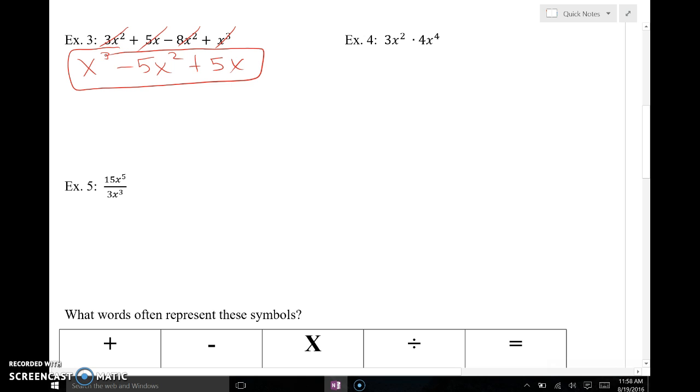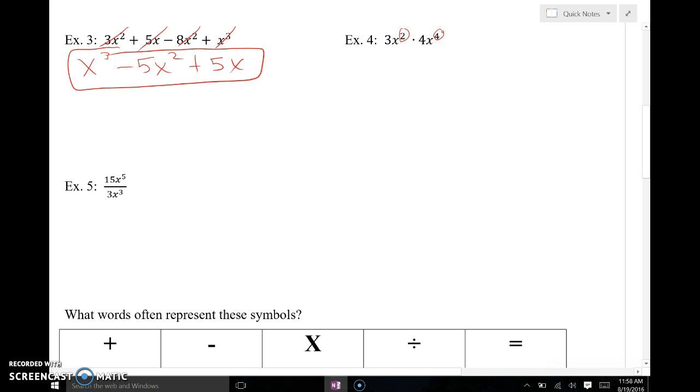All right, example 4, we've got some multiplication. Now, this is different when you're multiplying. There is no requirement for like terms. Just got to be aware of what happens when you multiply. Specifically, these exponents you really have to be careful with.